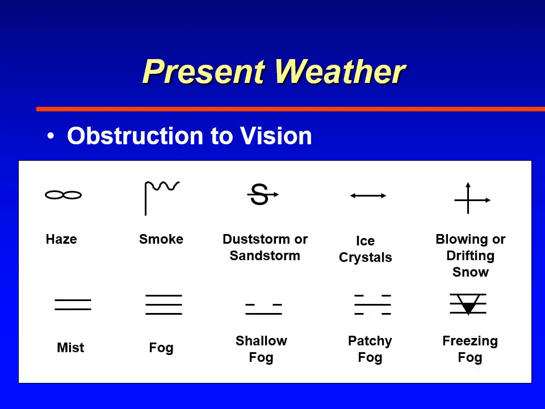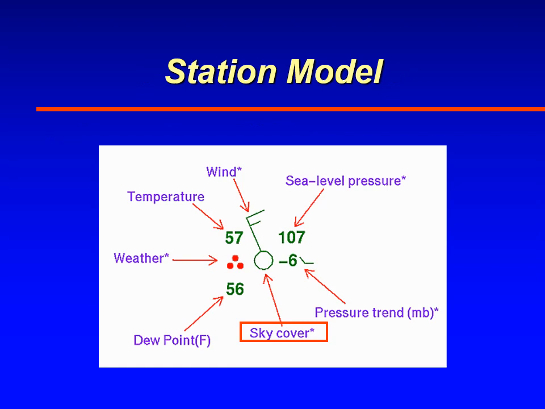Also, they will plot obstructions to vision. There are many different kinds. You guys are probably familiar with the difference between fog and mist. Of course, with fog visibility is lower, 5/8 mile or less. There's also smoke, drifting snow, or blowing snow. Freezing fog is fog that occurs at temperatures colder than 0 degrees Celsius. So that's plotted in the weather section.